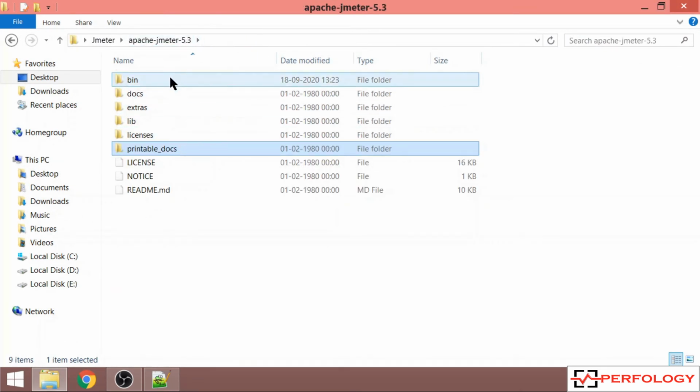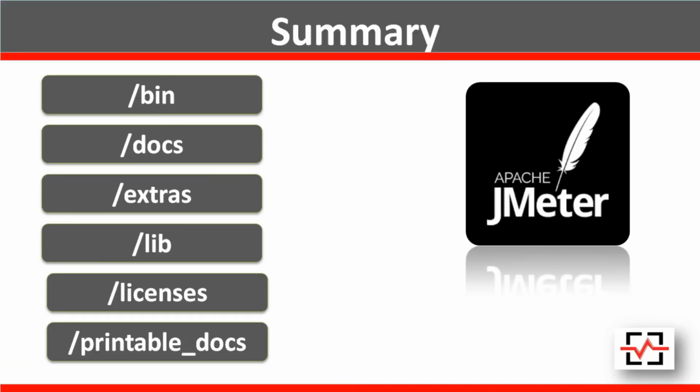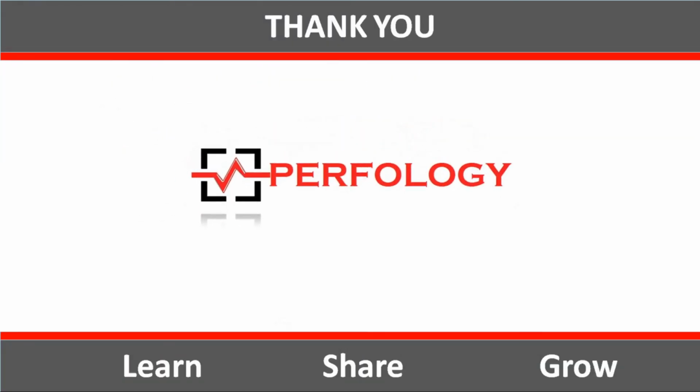So this was about directory structure of JMeter. To summarize in brief, bin folder contains JMeter startup and properties files. Doc folder contains the documents of JMeter. Extras folder contains files related to extra add-ons that can be added in JMeter. Lib folder contains all the jar files related to all the elements and the protocols configured in JMeter. Licenses folder contains terms and conditions of usage of jar files, whereas printable doc folder contains user manuals and tutorials documents of JMeter. This was about folder structure of JMeter.